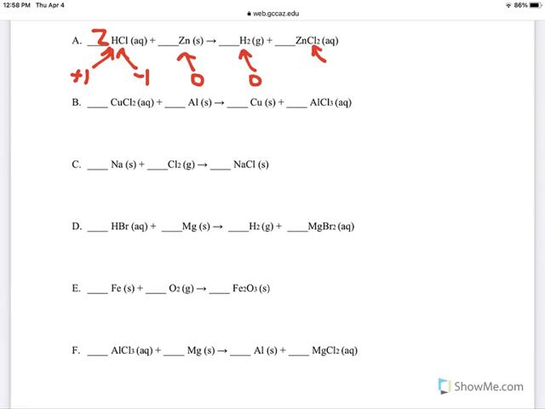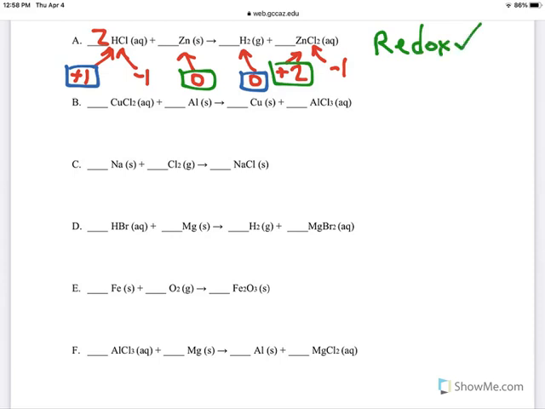Chlorine and zinc, it's an ionic compound, so we can just think of their charges. Chlorine's got a 1- charge, so it has a -1 oxidation number, which means zinc must be +2. So if we look and see if any of these change, right off the bat I can see hydrogen went from a +1 to a 0 oxidation number, and zinc went from a 0 oxidation number, let me change colors, a 0 oxidation number to a +2 oxidation number. So since there was a change in oxidation number, we can conclude that this is indeed a redox reaction, but we can take it a step further.